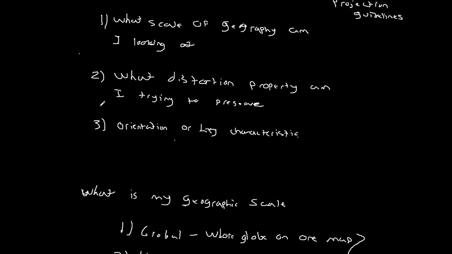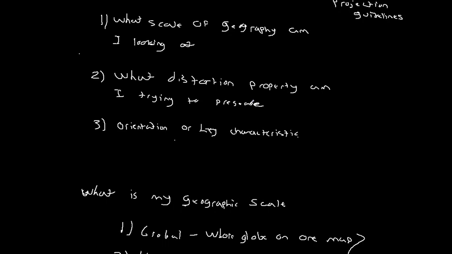Question two. What distortion property am I trying to preserve? We've already talked about this in the previous video where we outlined those four types of distortions. So basically you have to think to yourself, what property is most important to me and what I'm trying to do? Does my mapping application require me to calculate areas? Because if it does, I should be preserving area.